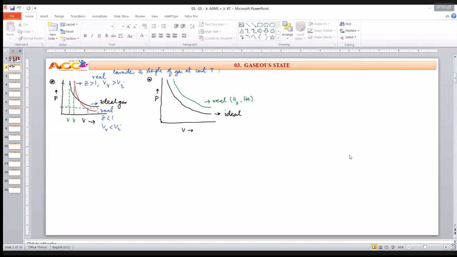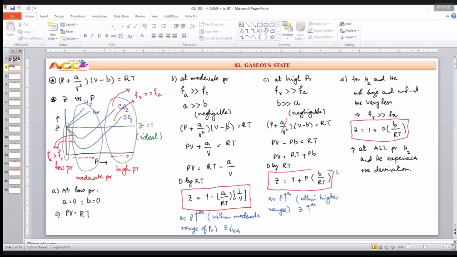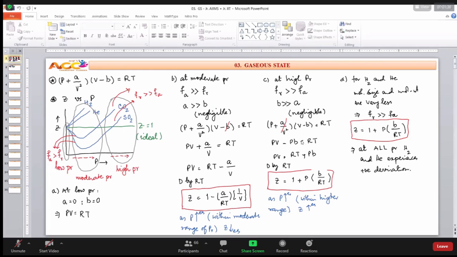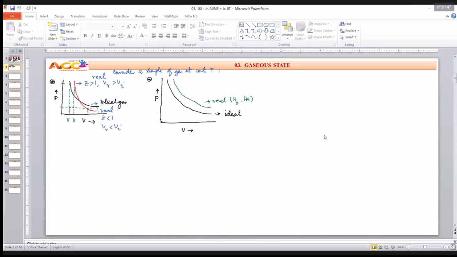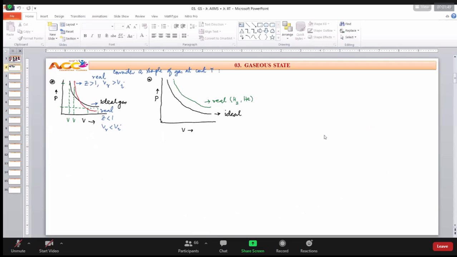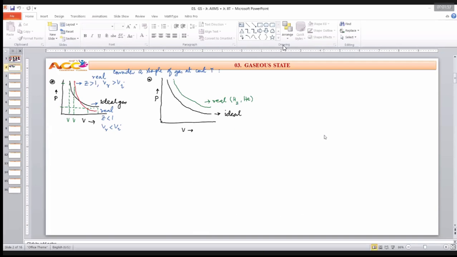Assalamu alaikum to everybody. In the previous class, we were discussing the compressibility factor Z and the van der Waals equation in different forms: at moderate pressure, at high pressure, and in the case of hydrogen and helium. Then we took the graphical representation of ideal and real gases. Today, we are trying to take up the last topic of the gaseous state chapter.